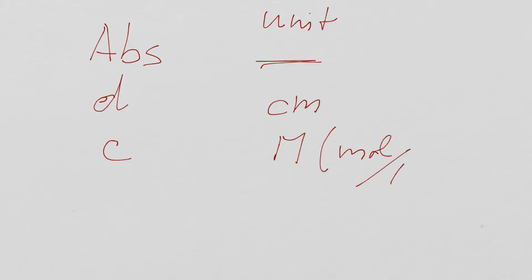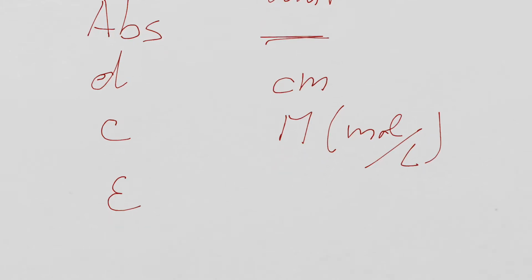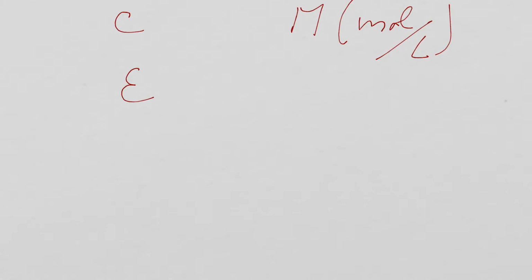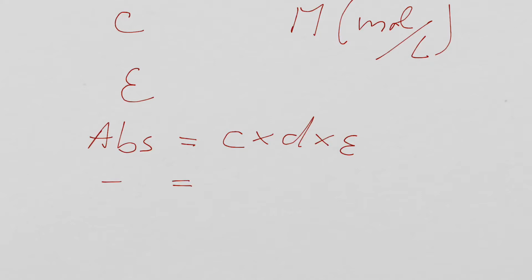What is epsilon? That's difficult now, huh? Let's see if we can figure that out. A very simple way of figuring that out is we just simply write our equation in terms of units. So abs equals C times D times epsilon. Abs has no unit, equals molar times centimeter times epsilon.